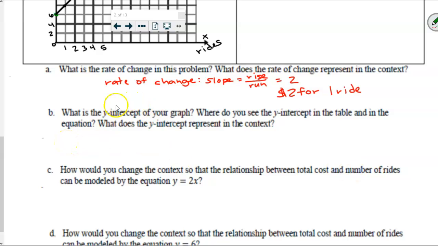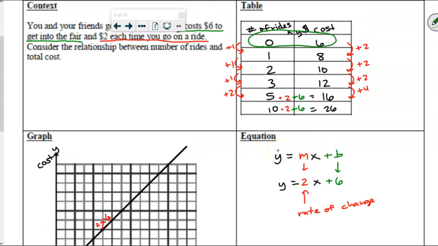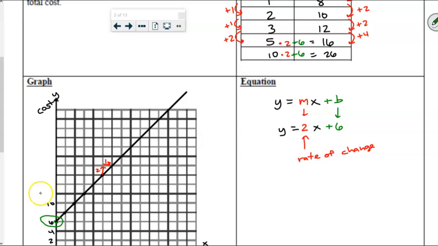What is the y-intercept on the graph? That's easy. We can see that it's intersecting the y-axis at 6. So that would be the point 0, comma 6. What does that represent? What does it represent in this context? Y 0, comma 6. Have a quick discussion at your tables. Okay. What does that 0, comma 6 mean? It's where it crosses the y-axis, yes, but what does it actually mean?